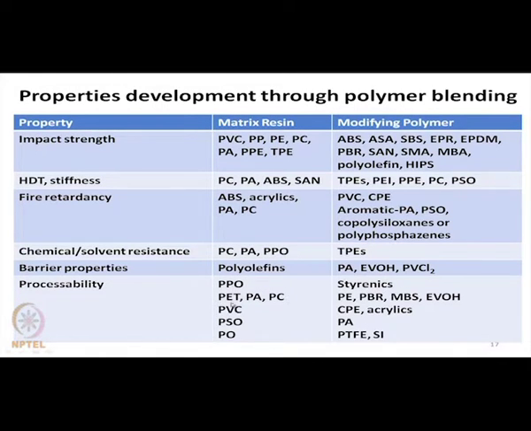Similarly, polyethylene terephthalate, polyamide, polycarbonate, their processability is modified or improved by use of small quantity of polyethylene or polybutadiene rubber or ethylene vinyl alcohol, etc. Then PVC with fluorinated polyethylene, acrylics, polysulfones with polyamide, okay, polyolefins with PTFE and other polymers.